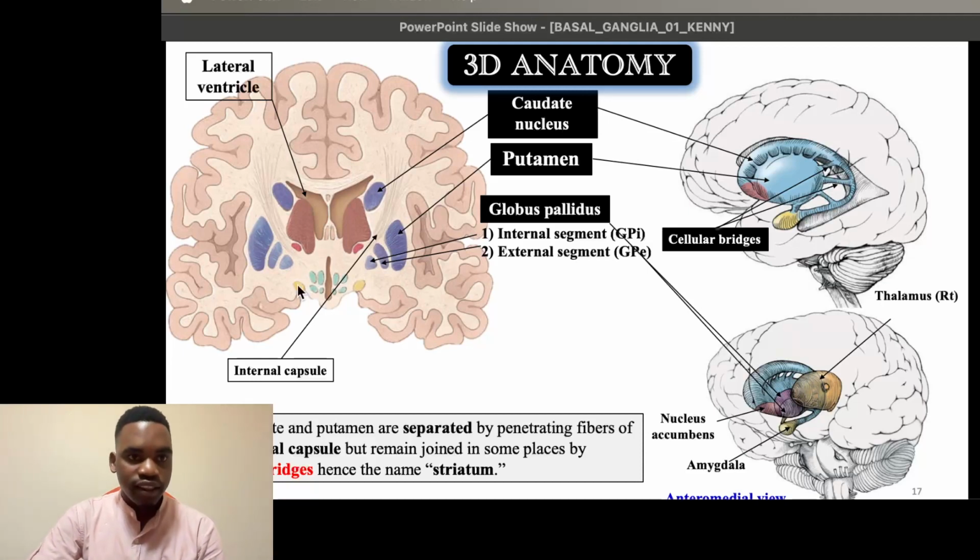So we have already seen the coronal view through the basal ganglia. So this is the coronal view, and we know these structures. We know that we have the putamen and globus pallidus. Don't worry. And then let's go back to the lateral view of the basal ganglia. So from the lateral view, this is what is seen.